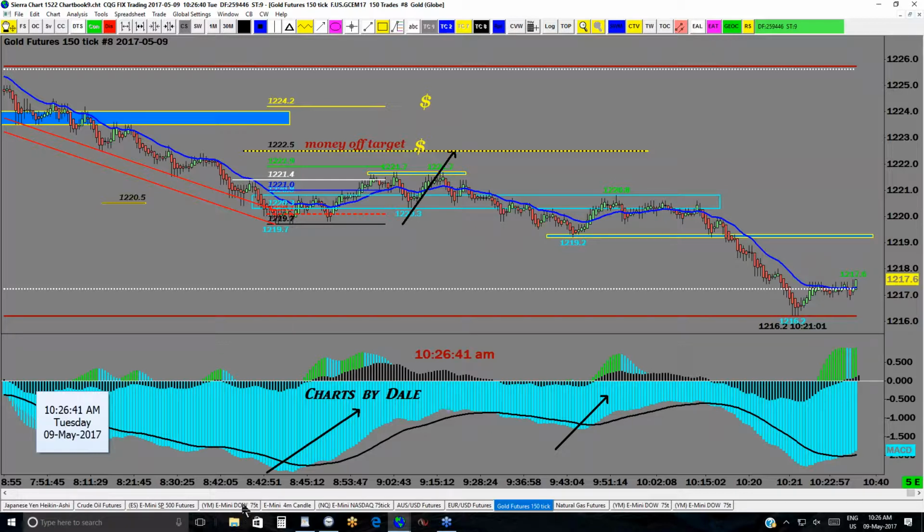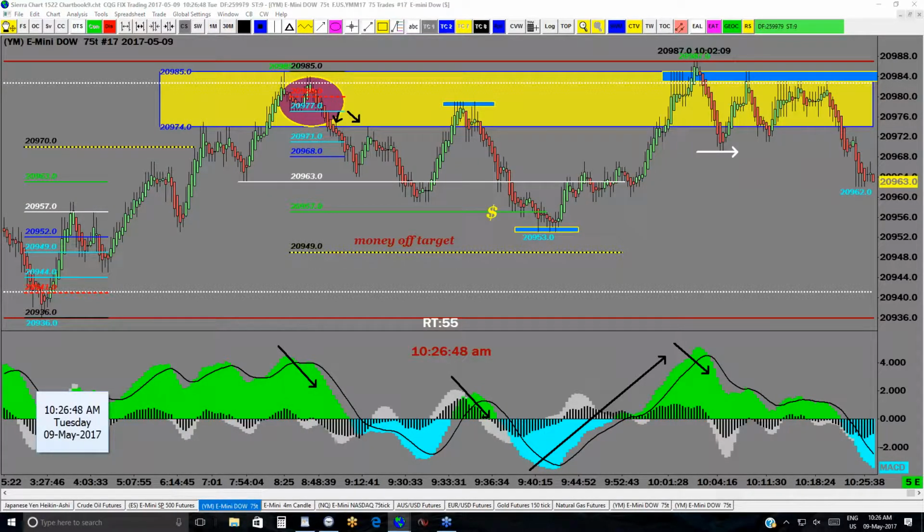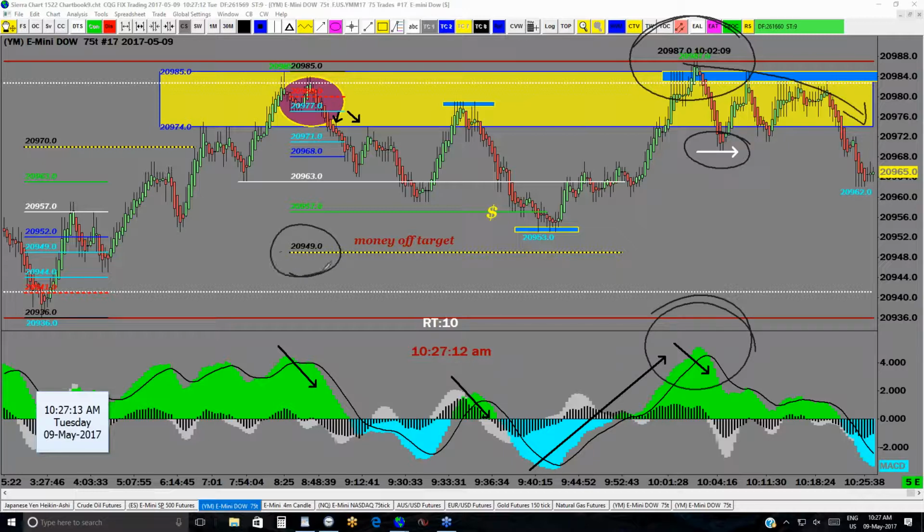Let's go back to your YM. So YM, we had mentioned your resistance area on the YM, the higher high, and then a series of lows here. So taking out the white arrow, not sure if we mentioned it on the recording, and the cross on the MACD, pretty sure we did mention that. And our target 20949. We'll see if there's follow through for that one.